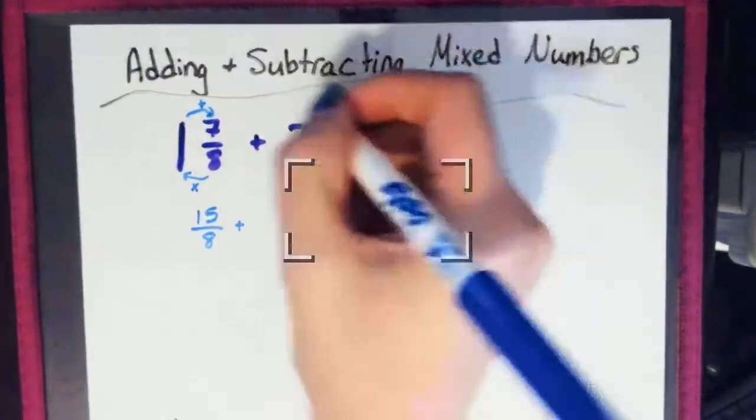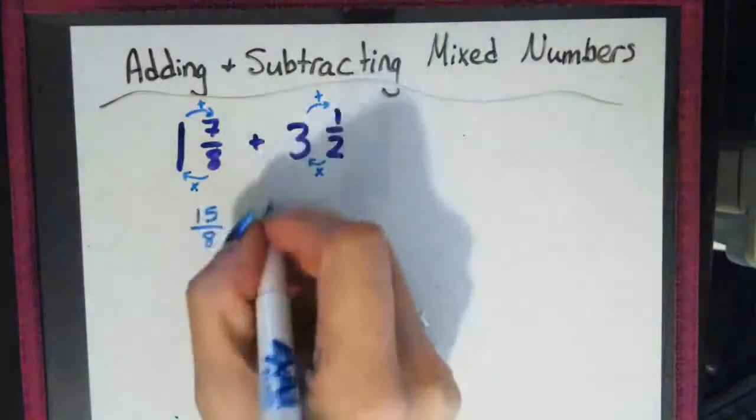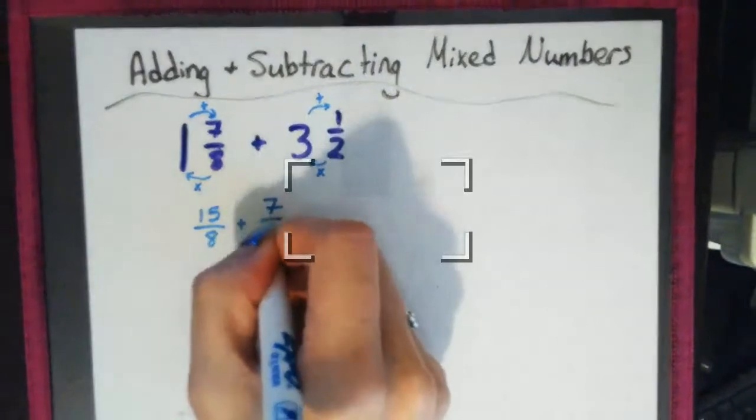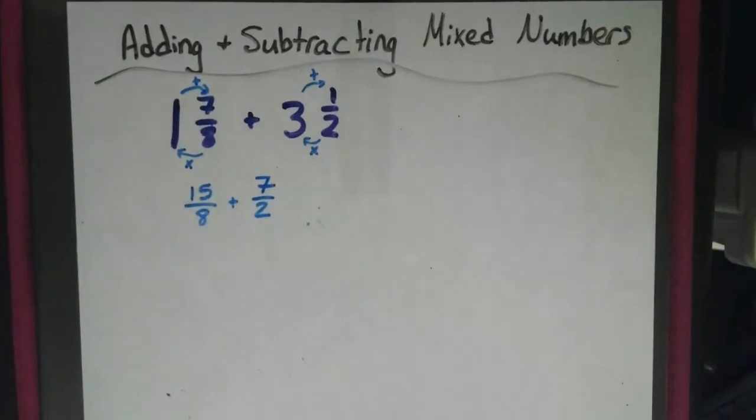So we have 2 times 3, and then plus 1. That's 6 plus 1 is 7. And we leave the denominator the same. So we have 15/8 plus 7/2.